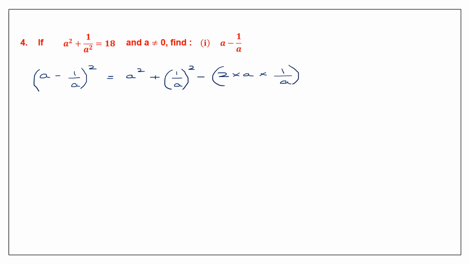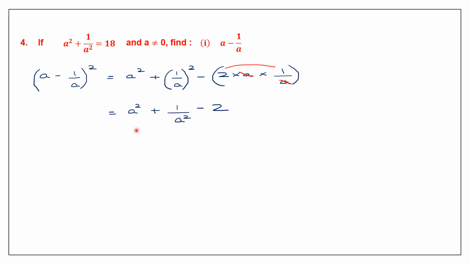So now what do we have here? We have (a minus b) the whole square, a square plus b square minus 2ab. Now let's simplify this. So this is a square plus 1 square is 1 into 1, which is 1, a into a, which is a square, minus, now here we can cancel the a's. So when we cancel this a and this a, we just have 2 into 1. 2 ones are 2. So let's write that 2 ones are 2.